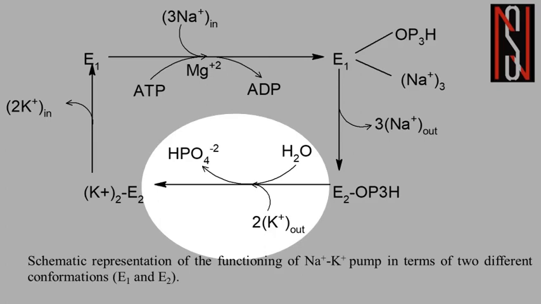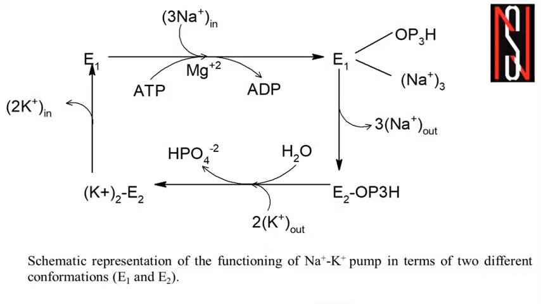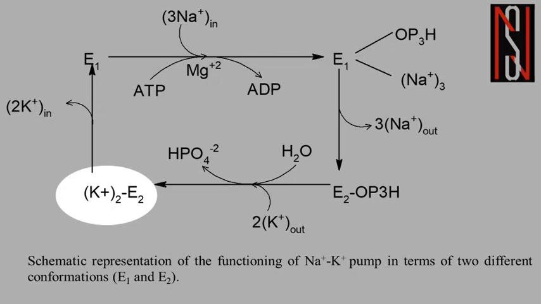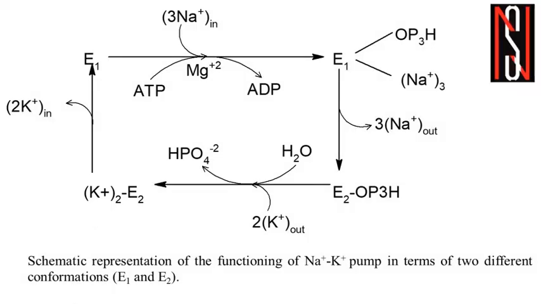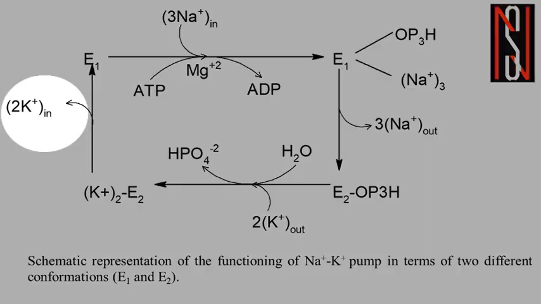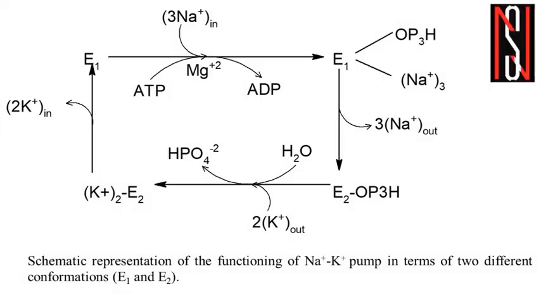Now when the potassium ions bind with the alpha subunit, it will undergo dephosphorylation. After this dephosphorylation, it will be converted into the fourth structure, that is E2, which is attached with 2 potassium ions. When it comes to the fourth stage, again the eversion process will happen, and after releasing these 2 potassium ions, it will come back to the initial stage of the mechanism, that is E1. So here is the general representation of the functioning of the sodium potassium pump in terms of these two different conformations, E1 and E2.